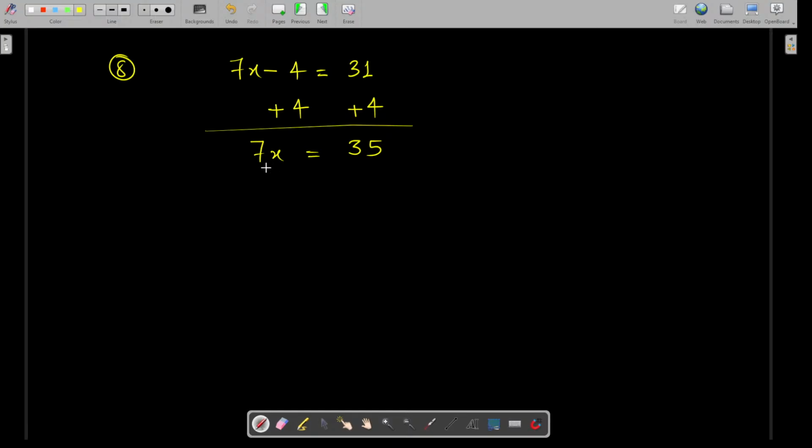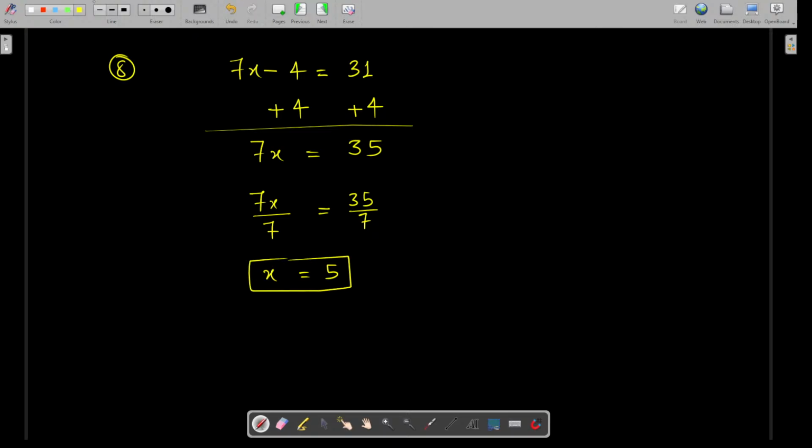To solve for x now, because the 7 is multiplied to x, to undo the multiplication we have to divide by the number with which it is multiplied. So divide by 7. Once we divide the left side by 7, we divide the right side by the same number, 7. So we are dividing both sides by 7. That means x equals 5. 35 divided by 7 is 5, and 7 over 7 is 1. 1 times x is just x, we don't say 1x. So x equals 5 is the solution.